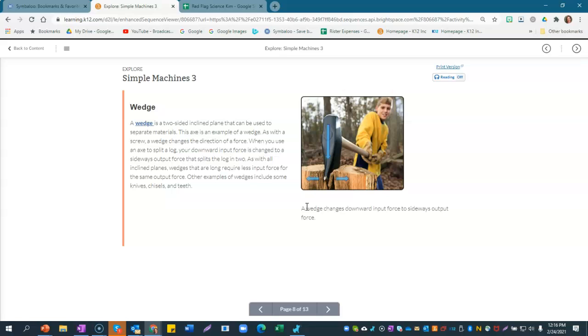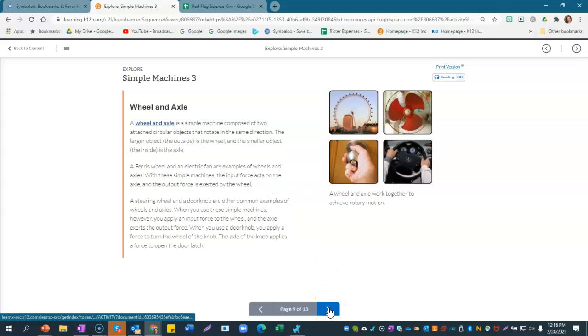So other examples of a wedge include knives, chisels, and your teeth. So those are great examples to write down as well. Think about scissors, any kind of sharp object that cuts. All of those would be great examples to include.